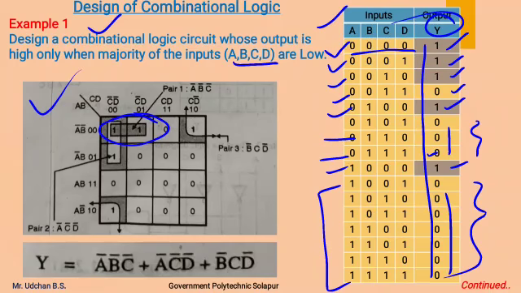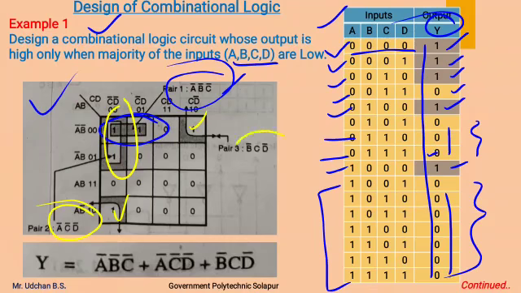This will be our first pair, which has the product term A bar, B bar, C bar. We already know how to get this product term from the quad, octet or pair. The second pair is this vertical pair, which has the product term A bar, C bar, D bar. After that, this cell and this cell are adjacent with each other, so we can make one more pair, which has the term B bar, C, D bar.